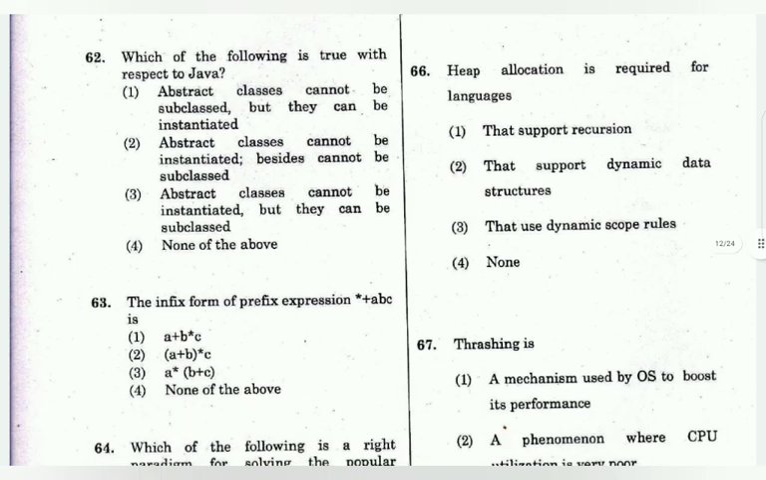Heap allocation is required for which type of languages? Heap allocation is needed for dynamic memory management techniques. Dynamic data structures, that is linked lists, trees, etc., require heap memory to allocate and free space at runtime. So option 2 is the correct answer. It supports dynamic data structures.